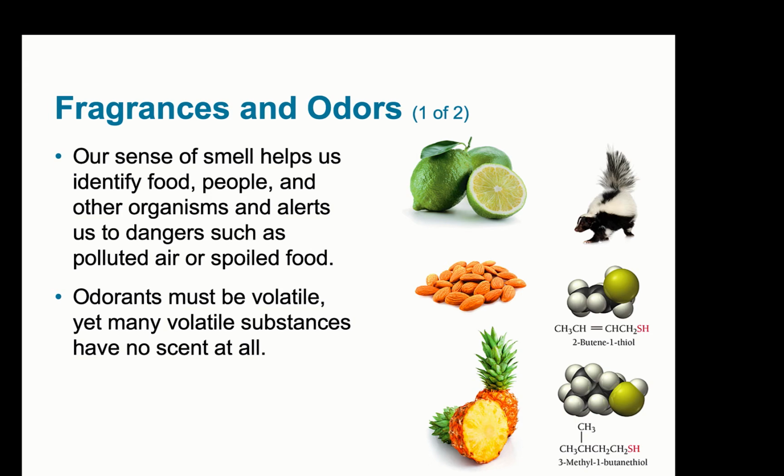There are also some unpleasant smells, like skunks. Skunks have two smelly chemicals: 2-butane-1-thiol and 3-methyl-1-butanethiol. So thiols, they put them into natural gas to make it smell, and we humans can smell it in the parts per trillion range for sulfur. And also, we don't like the smell of sulfur either.